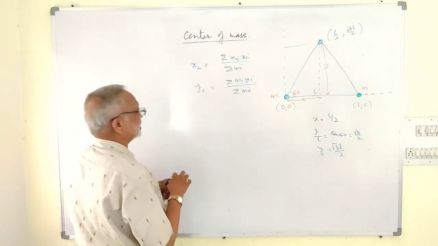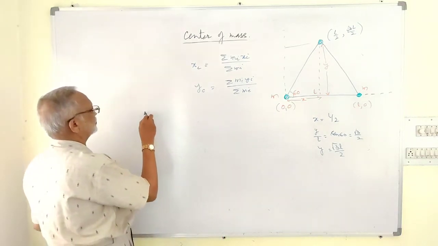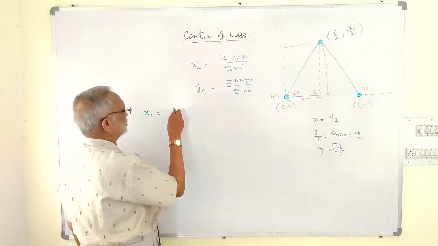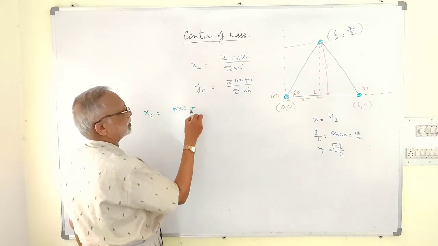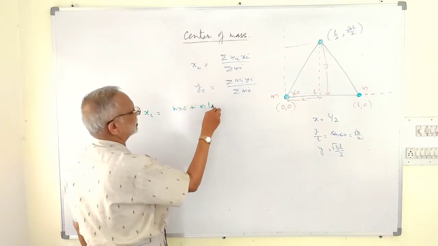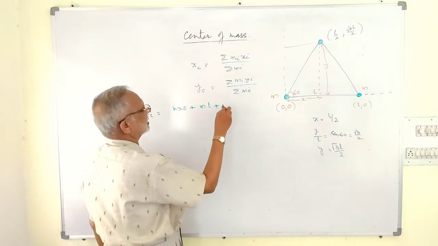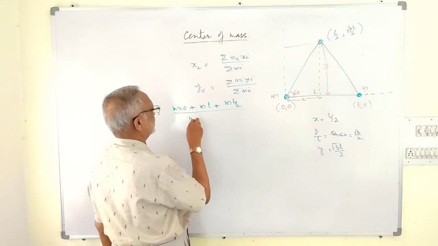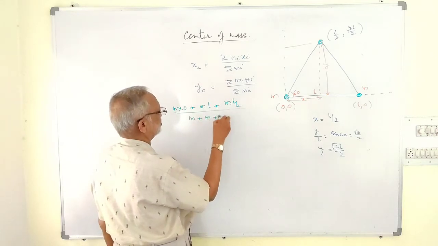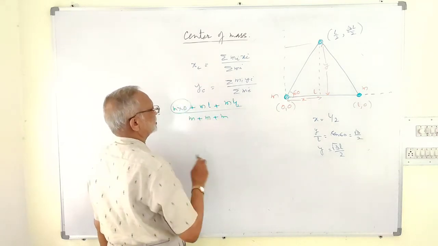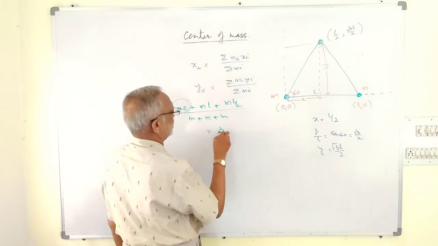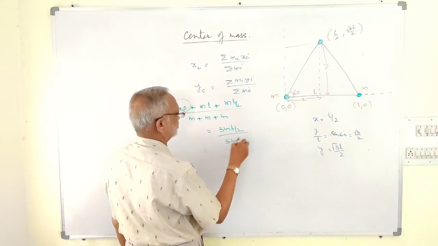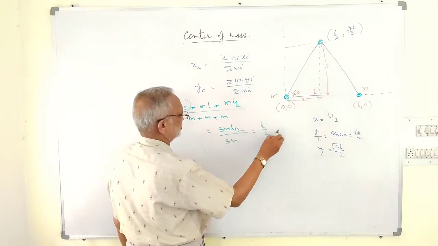Now we want to write xc. xc is equal to m1 x1, m into 0, plus m2 x2, m into L, plus m3 x3, m into L by 2, whole divided by m plus m plus m. This is 0. So the numerator is 3 mL by 2, whole divided by 3m. So this is equal to L by 2.